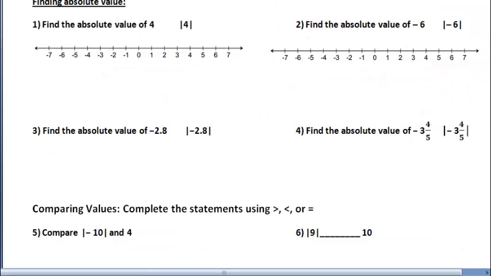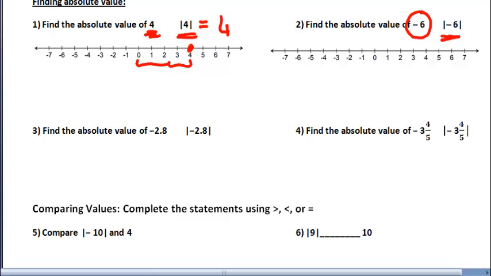Let's go ahead and find the absolute value of some of these problems. Finding the absolute value of 4, which is written as this. So the absolute value of 4 is 4. That means this positive 4 is here, and what's the distance between the 0 and 4? It's 4.